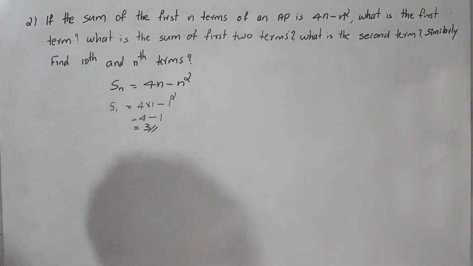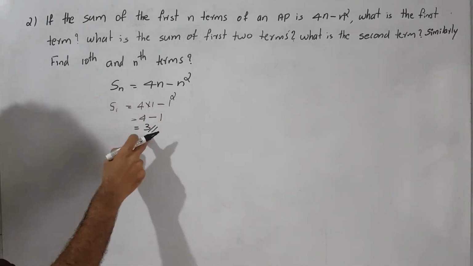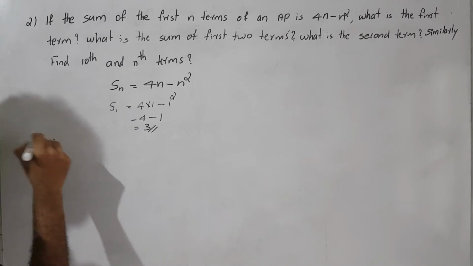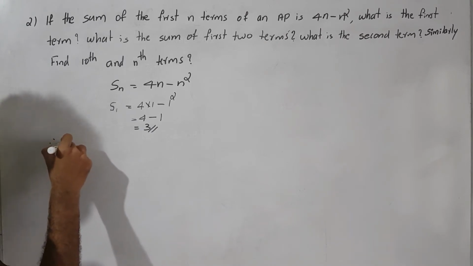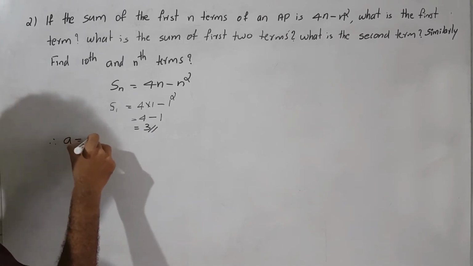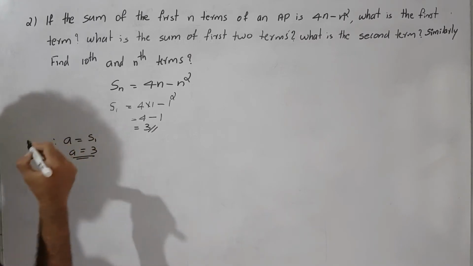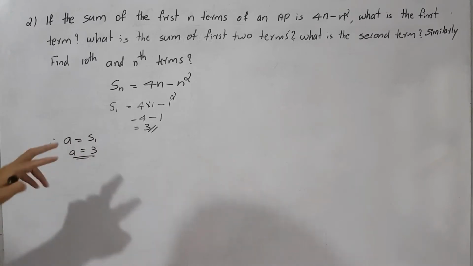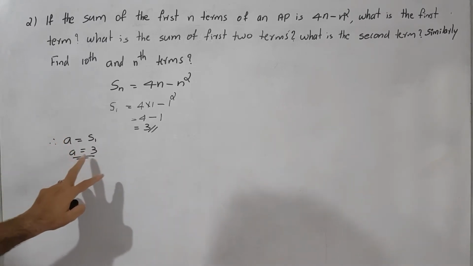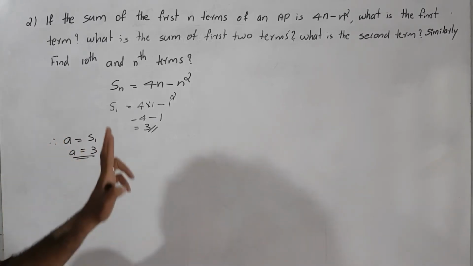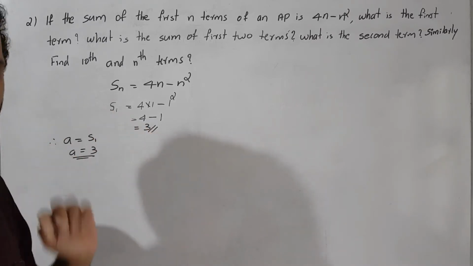So now we got S1. Then we know that S1 is equal to the first term. Therefore A is equal to S1 is equal to 3. Correct? Then we got the first answer. What is the first answer? The first term of this AP is equal to 3. Why? Because the sum of the first term is also 3.